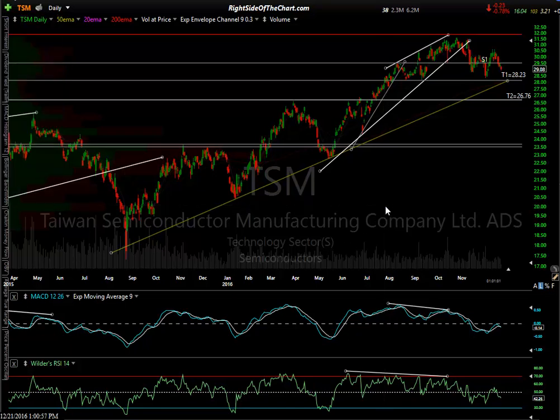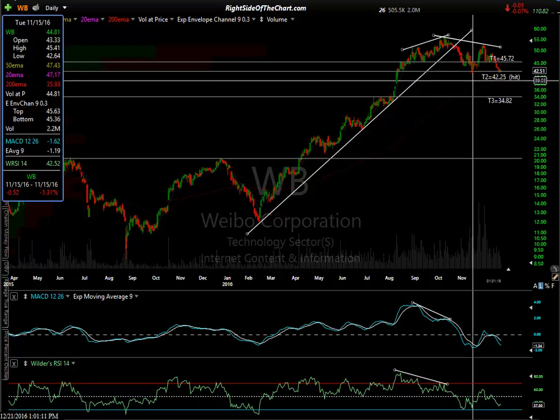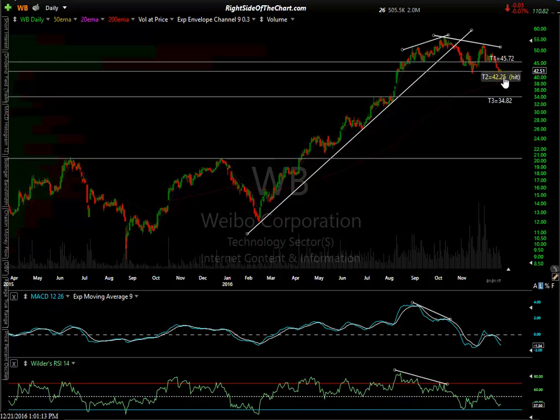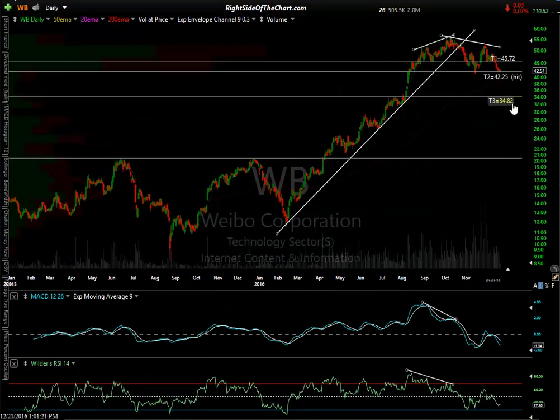All right, just a couple more here. We covered all the natural gas ones. Let's see, WB. WB has already hit the second target twice. That second target is 42.25. It hit it back here in November, and we're at that target again, a little bit below it now. Or we were today, bounced back above it, but T3 remains the final target for now.